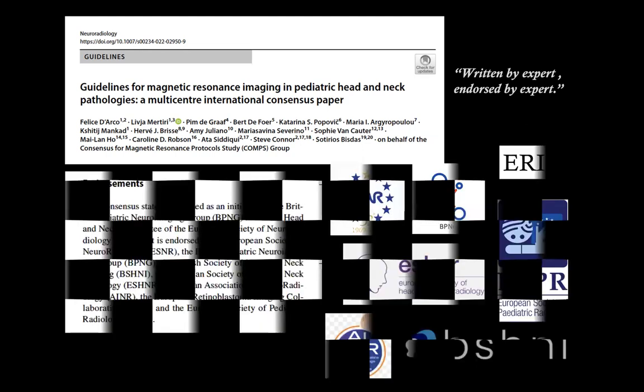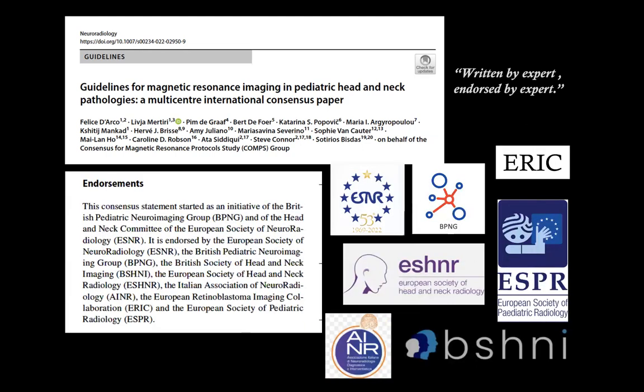So I told you about the importance of protocols in the head and neck region, and we wrote this consensus paper, a multi-center international consensus paper, with a lot of experts and endorsed by a lot of societies, including the European Society of Neuroradiology, ESPR, and the European Society of Head and Neck Radiology. Please read it up. There are the temporal bone protocols, but not only, also the approach of complex orbit, skull base, neck, and children pathology, and so I invite you to read this.